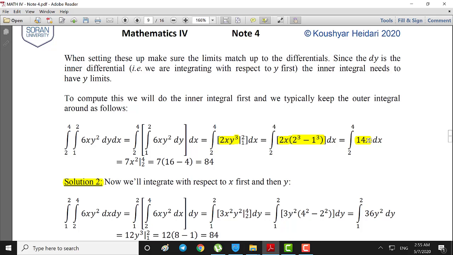And now that we have found the result of this inner integral, which was an integration with respect to y, we are able to calculate the result of the outer integral, which is the integration from 2 to 4 of 14x dx. And that is a very simple integral to calculate, which is 7x² from 2 to 4, which is 7 times 4² minus 2², which is 7 times 12, which is 84.